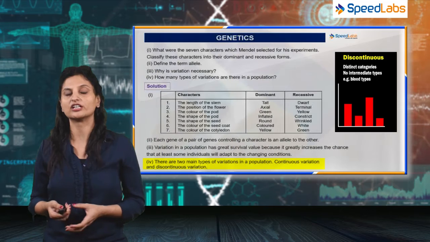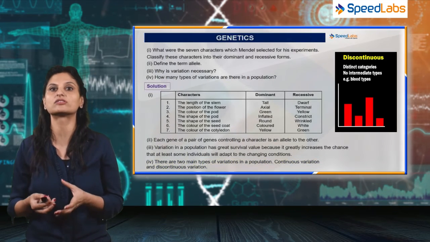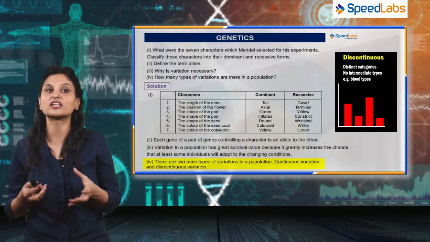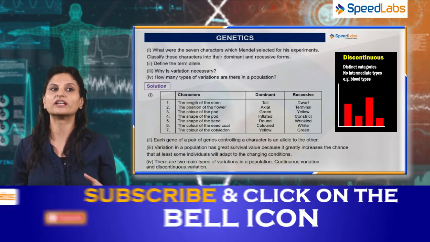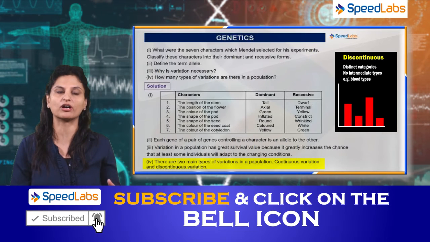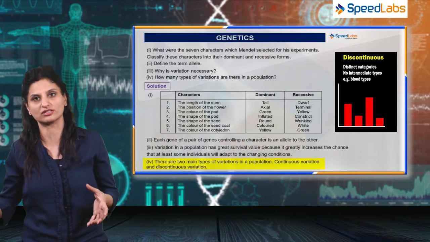And the last one is, how many types of variations are there in a population? We know that variations are of 2 types. There is discontinuous variation and there is continuous variation. So discontinuous variation, in such kind of a variation, there will be clear-cut characters. Like in case of Mendel, there were tall pea plants and there were short pea plants. So there were clear-cut characters. There were no gradations, right?